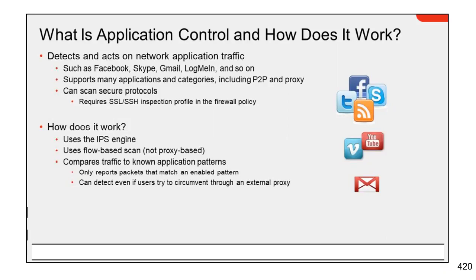Now, application control identifies applications such as Google Talk by matching known patterns to the application's transmission patterns. Therefore, an application can be currently identified only if its transmission pattern is unique. Whenever we are talking about transmission patterns, whenever we are talking about signatures, it's basically the same thing which we were talking about in the IPS session as well, right?